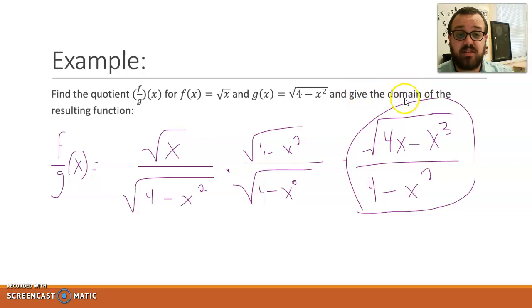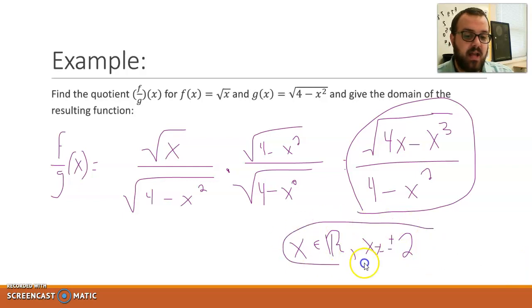Okay, but I will say, it does ask me, hey, give the domain of the resulting function. Basically, hey, I can identify that 2 and negative 2 are going to make me divide by 0. So I'll say that, hey, x is a member of the real numbers. Everything's going to work, except that x cannot be 2 or negative 2. So x can't be plus or minus 2. Okay, and there's my domain for this function I have right here.